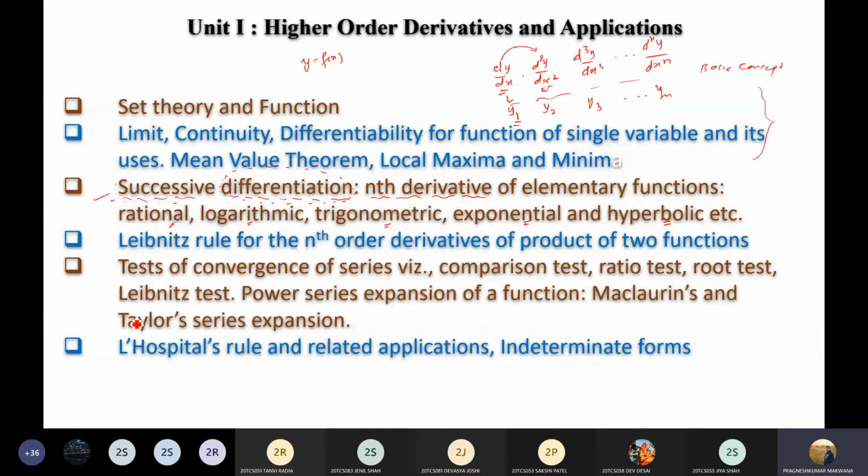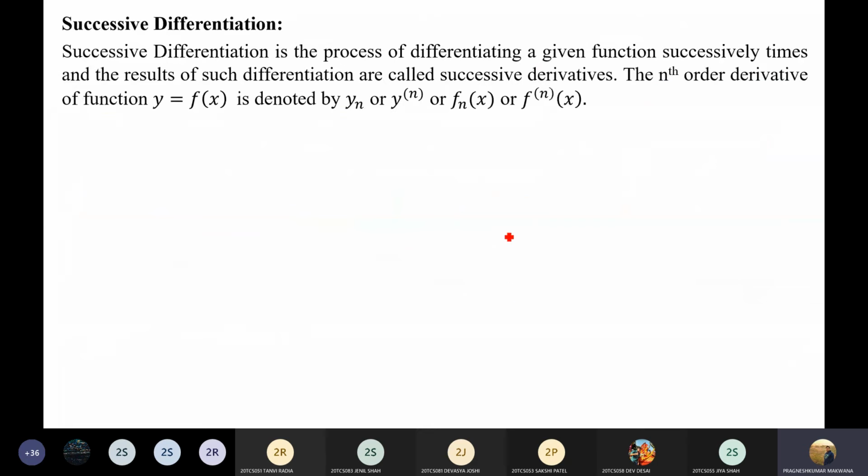So here you can see that this is a definition, that is, the notation. You can remember this notation. Some books use this notation also, but in this semester we use the notation yn. Yn means the nth derivative of y with respect to x. Everyone remember this notation. Is it clear, everyone?